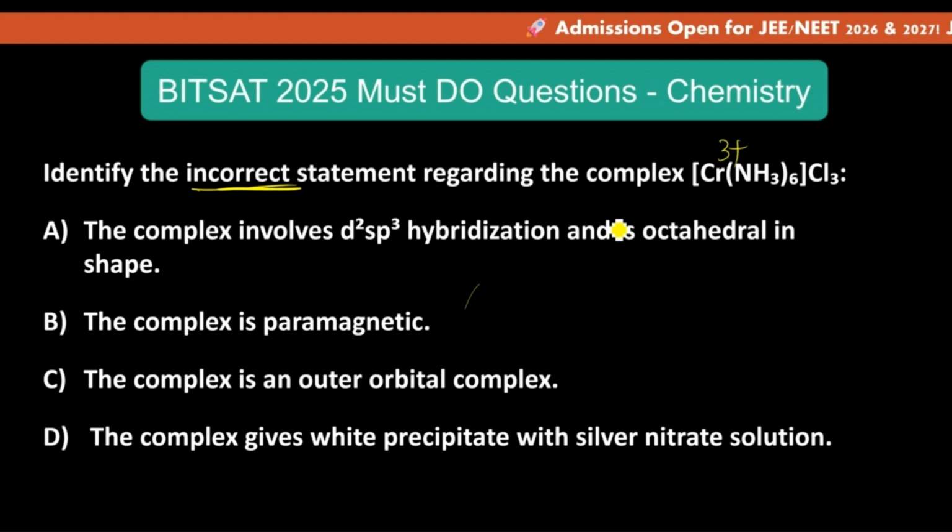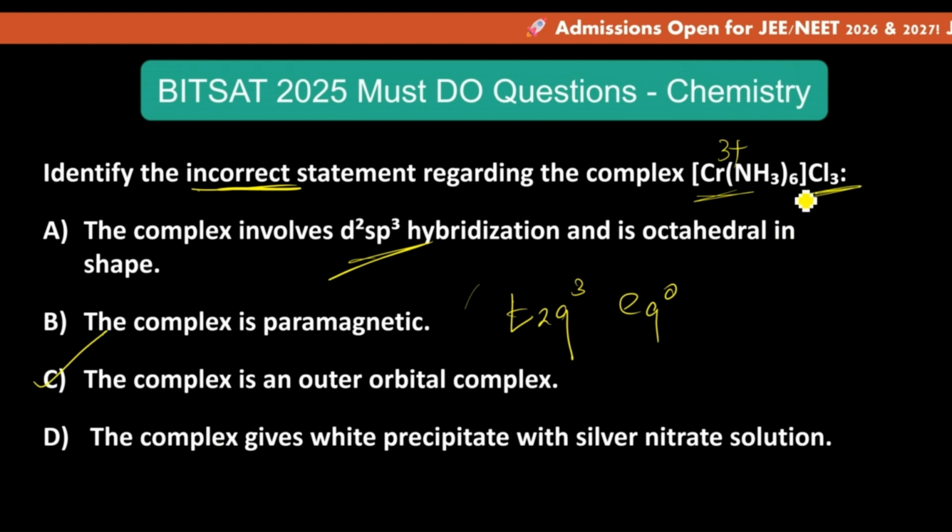That is +3. Right, +3 in case of chromium, that will have t2g3 and eg0 anyway. So we should have a paramagnetic nature, and the complex is an outer orbital complex. So d2sp3 is an inner orbital complex, it is not an outer orbital complex. So here I am having a vacancy, so I have to fill another d orbital. So this is an incorrect statement, and the complex gives white precipitate with silver nitrate solution.